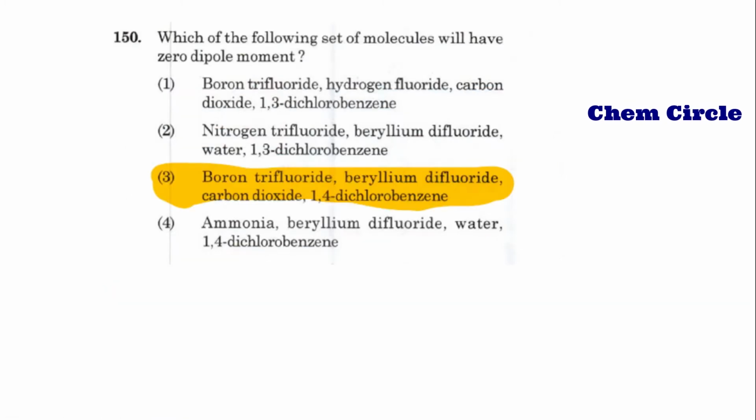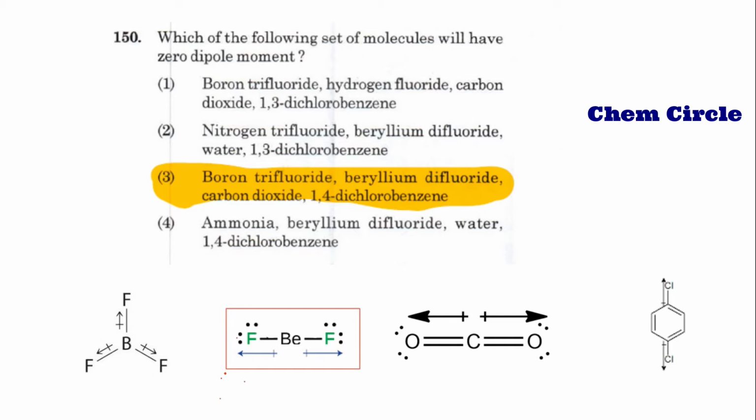Next, which of the following sets of molecules will have zero dipole moment? Boron trifluoride, beryllium difluoride, carbon dioxide and 1,4-dichlorobenzene is the answer. The structures are here. The vector is towards the more electronegative atom, so they cancel each other and we will get a zero dipole moment. So option 3 is correct.